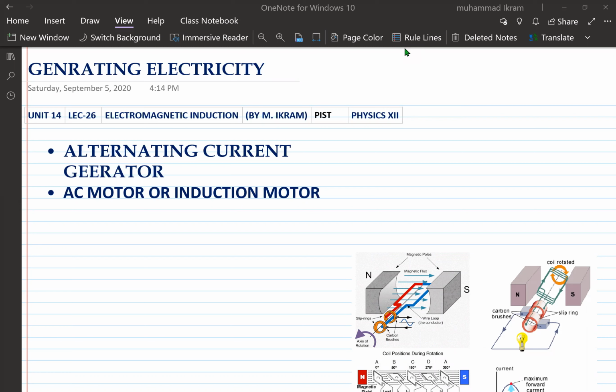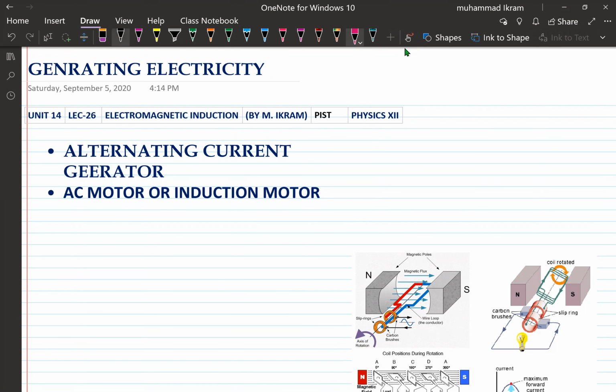Today is our lecture number 26, same unit 14, electromagnetic induction. In today's lecture, I will explain to you the alternating current generator, the AC motor, or the induction motor. So let us start with the alternating generator first, with the name of Allah Almighty.